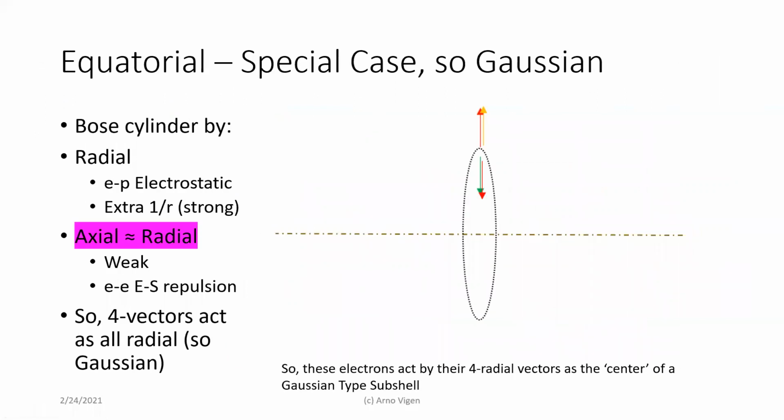Now, here's the special case. When you have a cylinder, but the distance is 0, those radial and those axial are also radial. You see, they're at the 90-degree position, which makes them exactly the same as those original radials. So here, the 4 vectors act as if all radial, and so Gaussian. So it does not display the behavior you find in Slater type orbitals and the derivatives that generate the statistical mechanics.